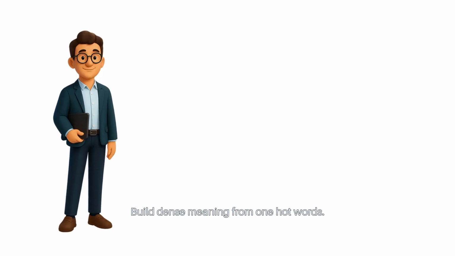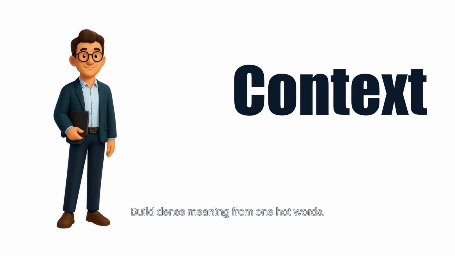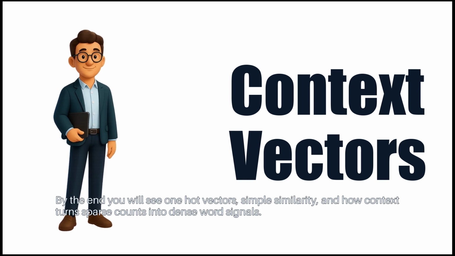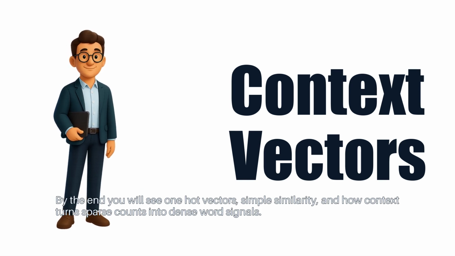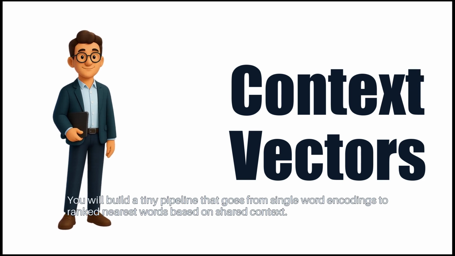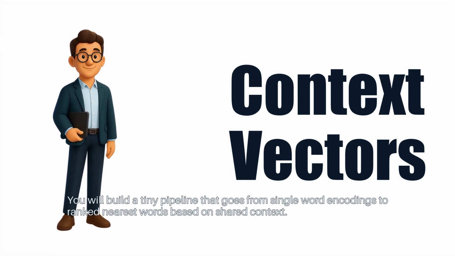Build dense meaning from one-hot words. By the end, you will see one-hot vectors, simple similarity, and how context turns sparse counts into dense word signals. You will build a tiny pipeline that goes from single-word encodings to ranked nearest words based on shared context.